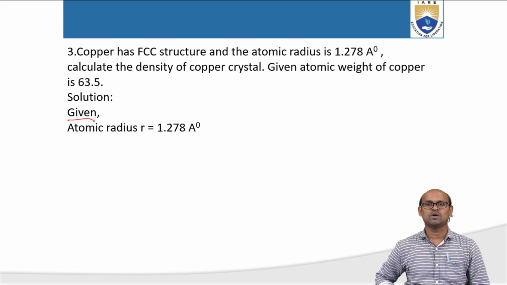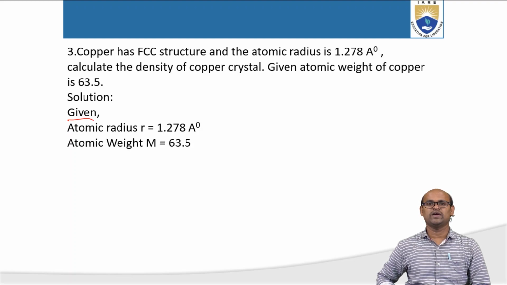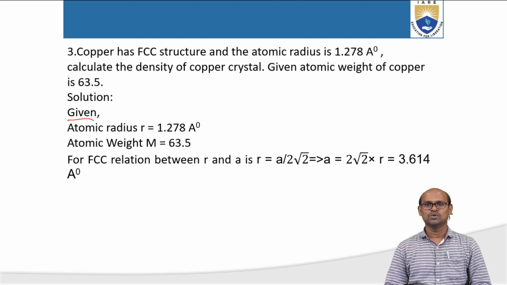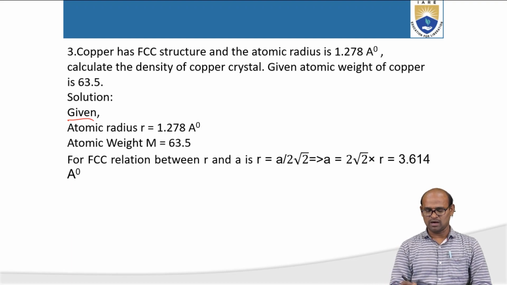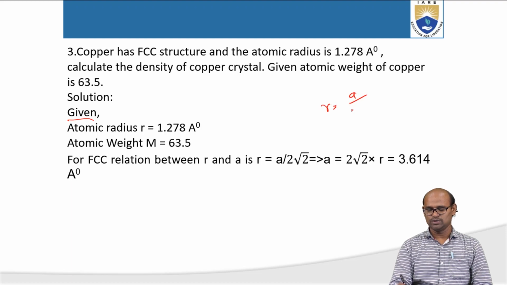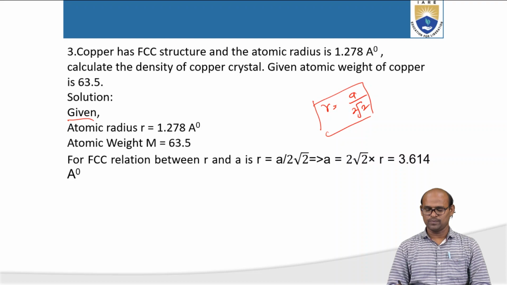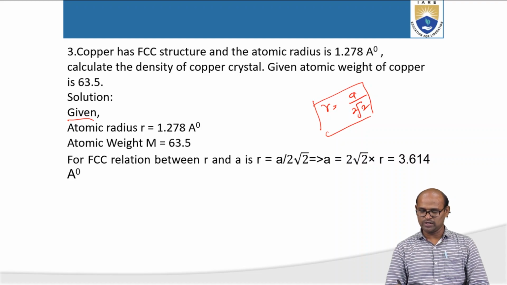Atomic radius is 1.278 angstroms, atomic weight is 63.5. Now the relation between R and A for FCC is R equal to A by 2 root 2. So the radius of this FCC unit cell is R equals A by 2 root 2, and we need to calculate A.